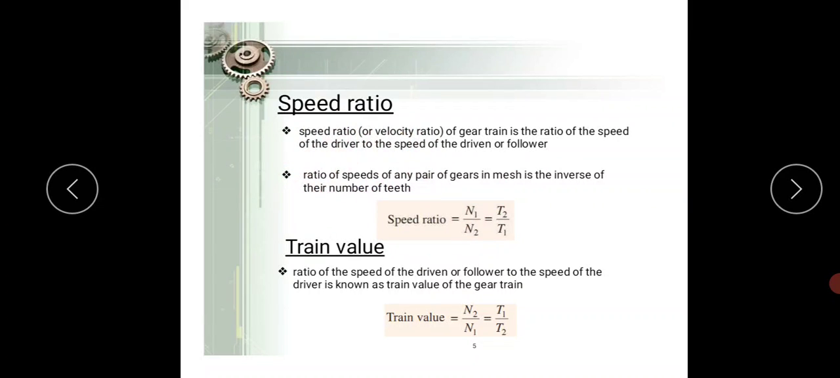Now we are going to see the train value. The ratio of the speed of the driven or follower to the speed of the driver is known as the train value of the gear train. That means the speed of the driven, N2, to N1 is equal to T1 by T2, which is the train value.